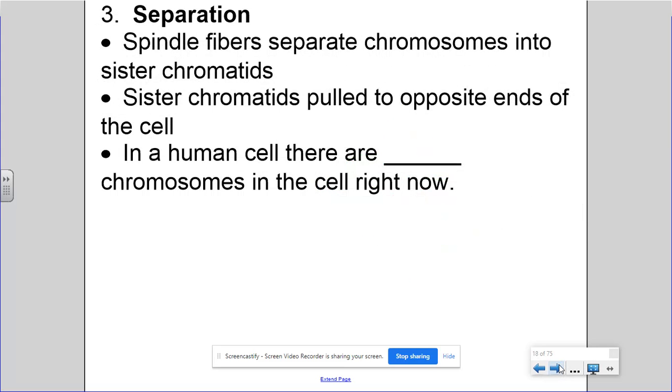Okay, and then separation. The spindle fibers will separate chromosomes into the sister chromatids, and these chromatids are pulled to the opposite end of the cell. Now, in a human cell, right this very minute, how many chromosomes do you think there are? If you said 92, you are correct.